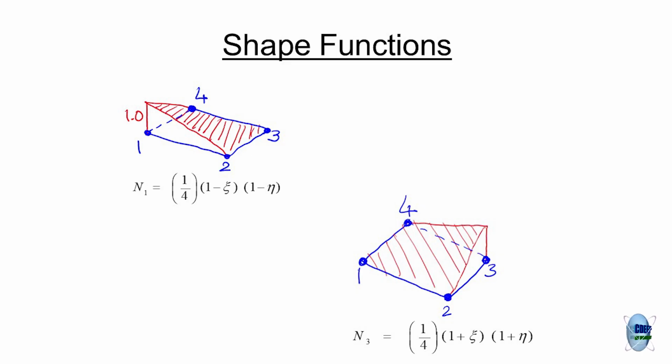Is the process clear now? How to find the shape functions? Any doubts? Any questions?